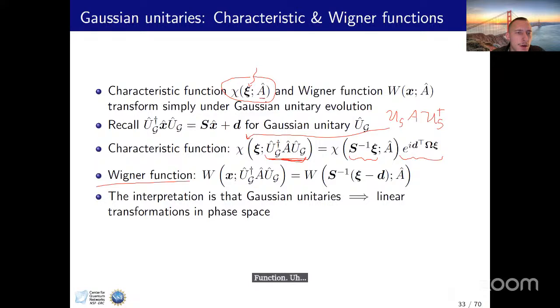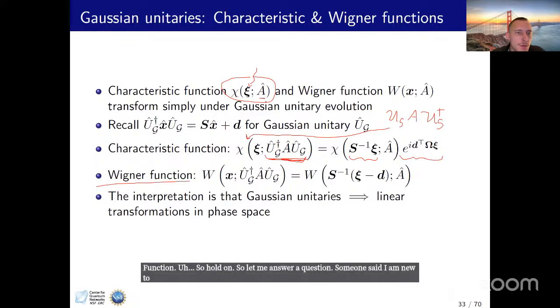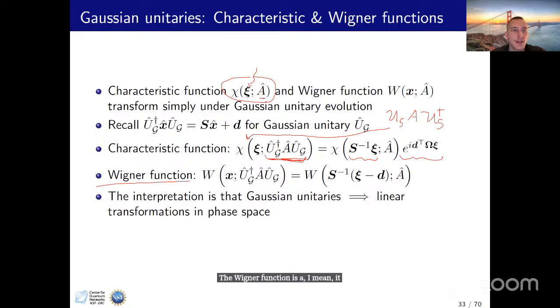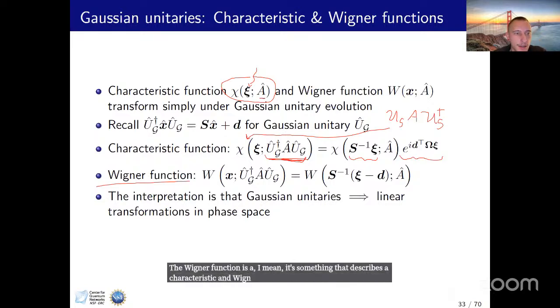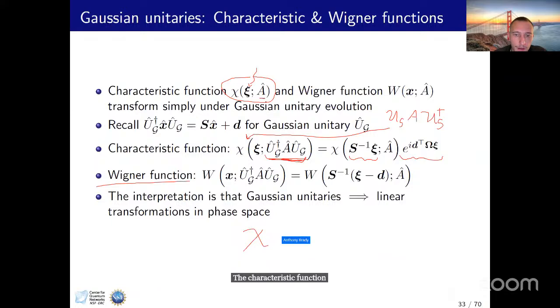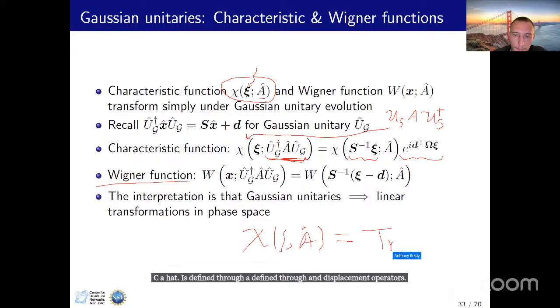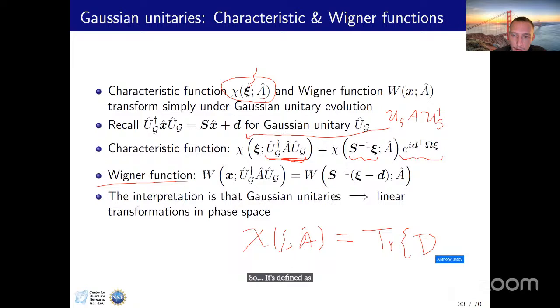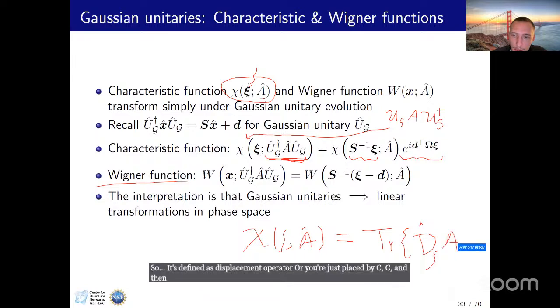So hold on, let me answer a question. Someone said, I am new to this concept, so I'm a bit confused. What's the role of A in forming the Wigner function? The characteristic function and the Wigner function are something that describes A. The characteristic function of A is defined through A and displacement operators. It's defined as the displacement operator, where you displace by C, times the operator A. So it depends on A and it depends on this real displacement C. That's the definition of the characteristic function.